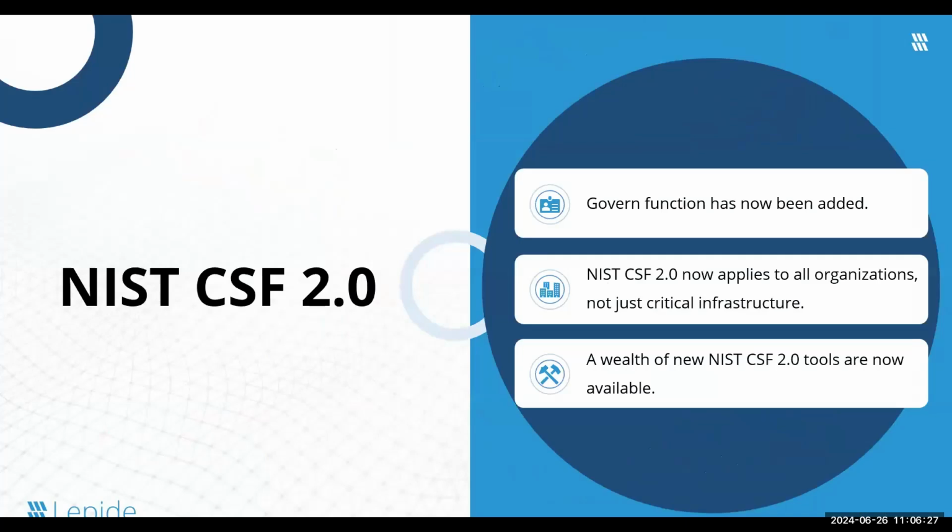So the biggest change is that it includes that govern function now. And this is really an addition that was meant to emphasize cybersecurity risk management governance outcomes. So it's central to the rest of the pillars. It kind of acts in conjunction with all of them. And it informs how an organization will implement the other 5 functions of the CSF.